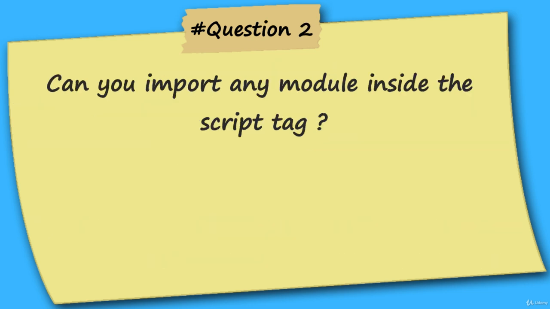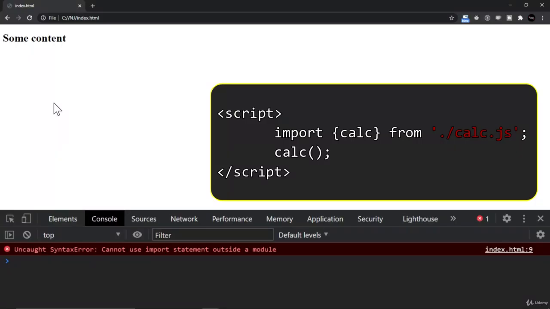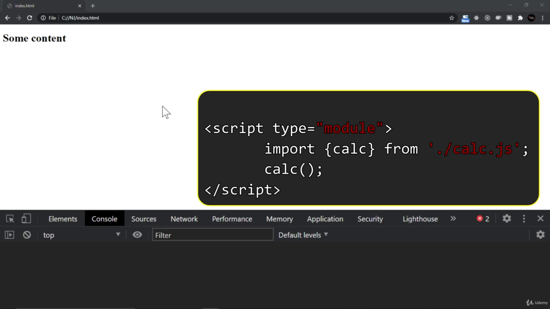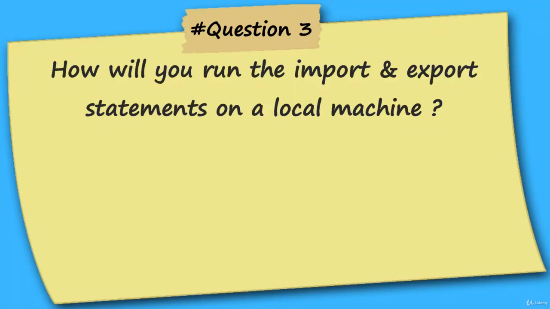The second question is, can you import any module inside the script tag? Of course you can. The only thing is that if you write the script like this, then this is the error we faced. To avoid this particular error, we wrote it like this, where you have script type equal to module. Once you have the type equal to module attribute, that means now you have a provision to import the modules here.